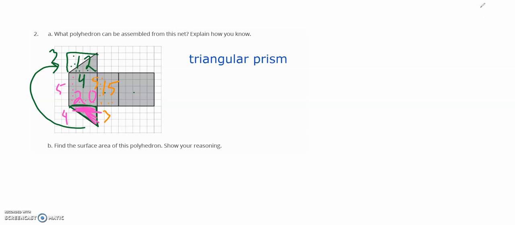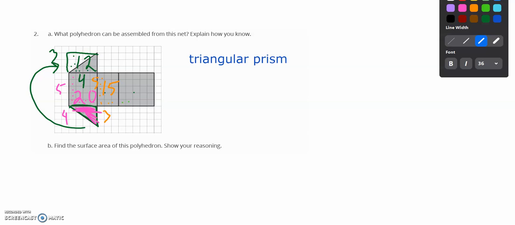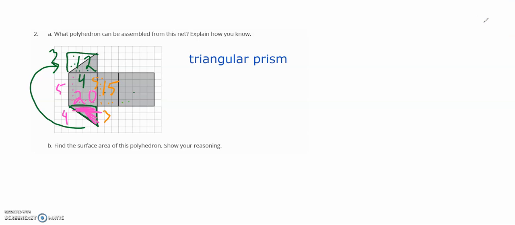And lastly, I have another rectangle that's not irregular. 1, 2, 3, 4, 5, and 1, 2, 3, 4, 5. So it's actually a square. 5 times 5 is 25. And I'm trying to find the surface area, so I need all of those shapes.